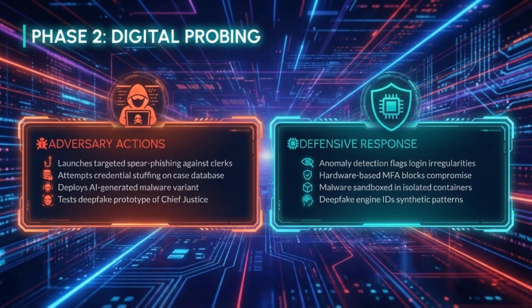Phase 2 was digital probing. Adversary actions included targeted spear phishing, credential stuffing, and deploying AI-generated malware. The defense responded with anomaly detection, hardware-based MFA, malware sandboxing, and deepfake engine IDing synthetic patterns.